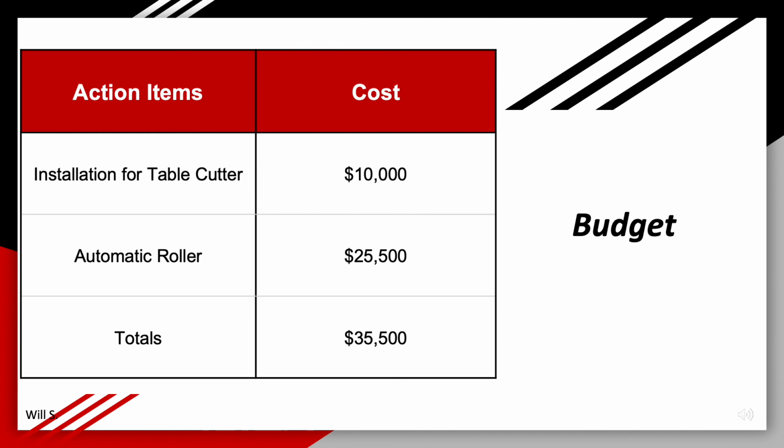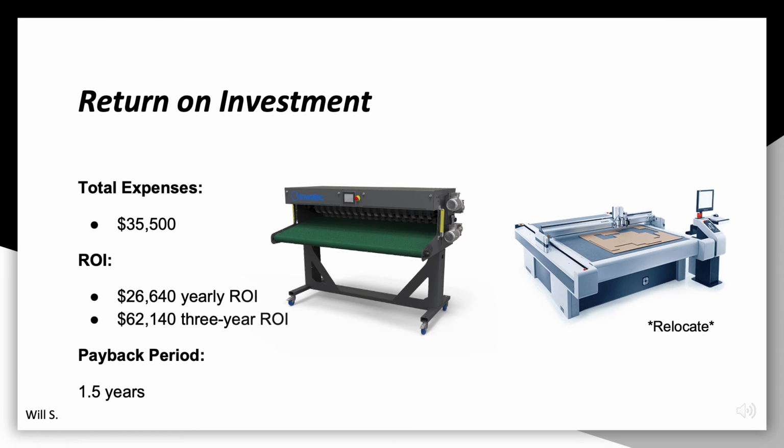Installation of the cutting table in assembly line 1 will cost $10,000. The purchase of an automated rolling machine will cost $25,500, which gives a total of $35,500. From the stated budget, we calculated a yearly ROI to be around $26,640, which gives this project a payback period of just over a year and a half.